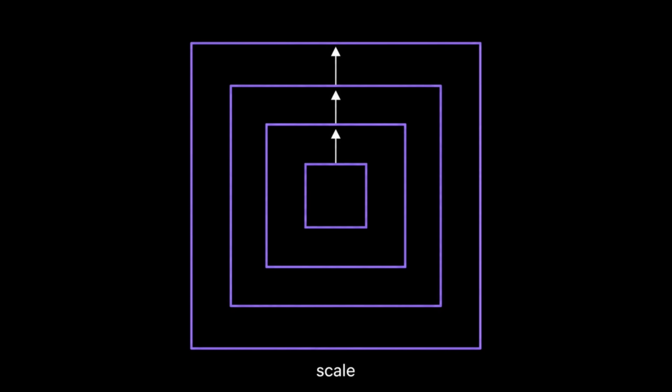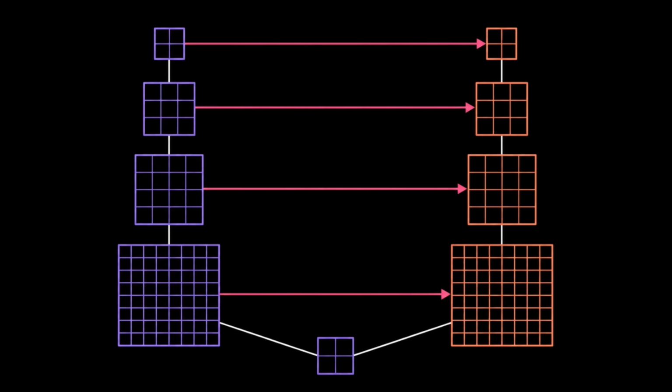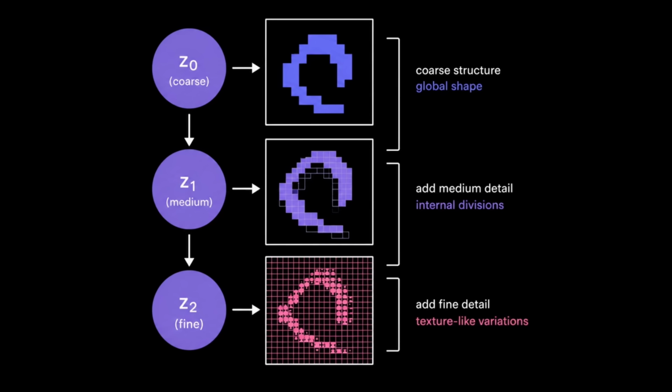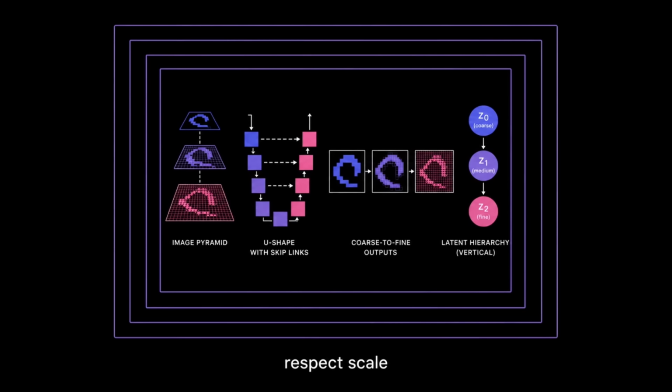You can see this design principle all over modern AI. Vision systems often use image pyramids. U-nets mix fine detail with coarse context. Many generative systems create outputs in multiple resolutions. Hierarchical latent models try to separate broad factors from fine variation. The names differ, but the idea keeps returning. Build representations that respect scale.